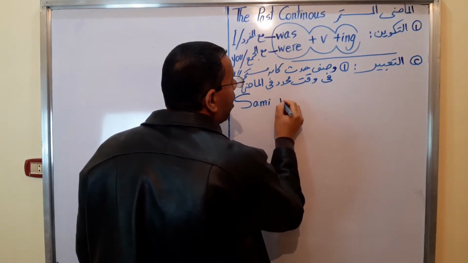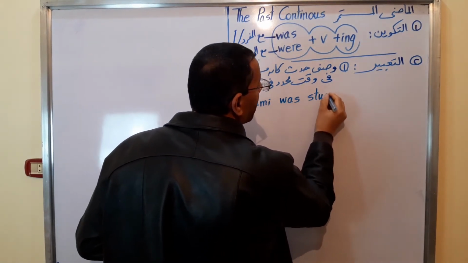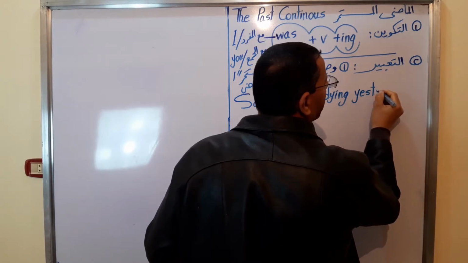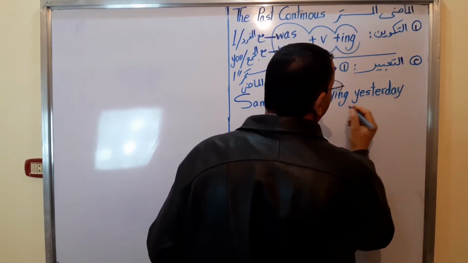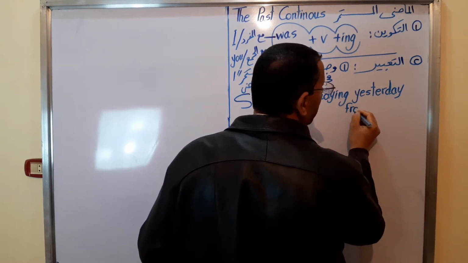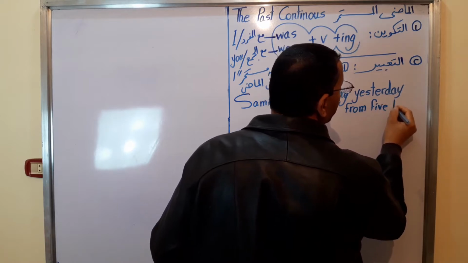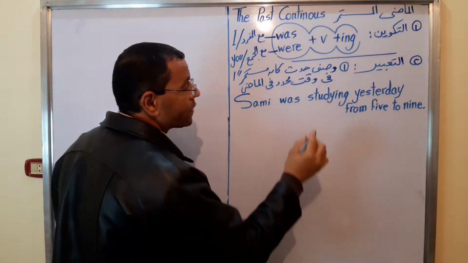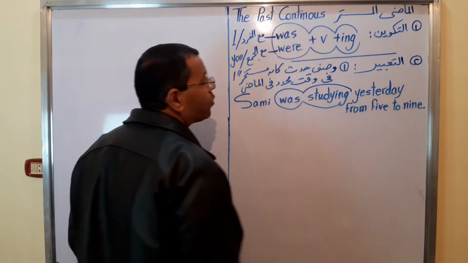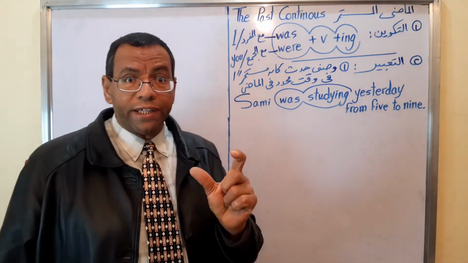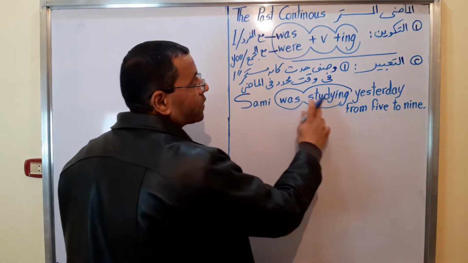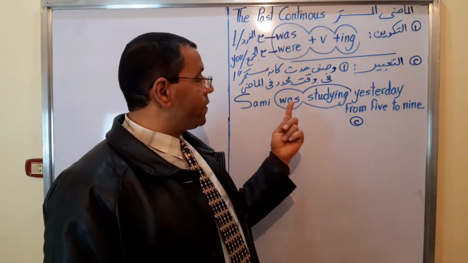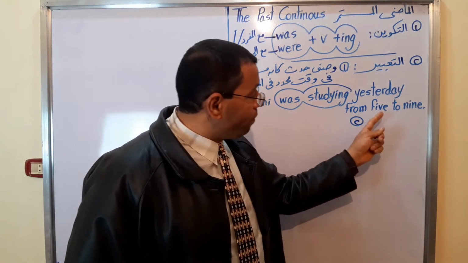Sammy was studying yesterday morning, yesterday evening, yesterday afternoon, yesterday from 5 to 9. Yesterday, Sammy was studying at a specific time. He was studying from 5 to 9, just at this time. So this is one action that was happening at a specific time, from 5 to 9.